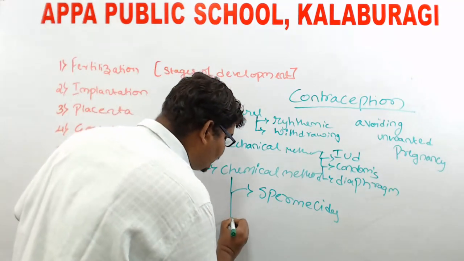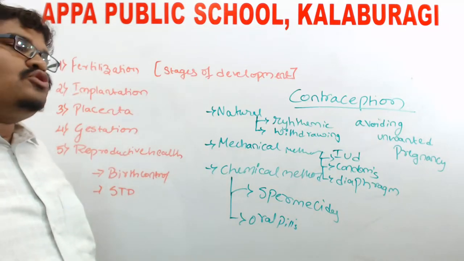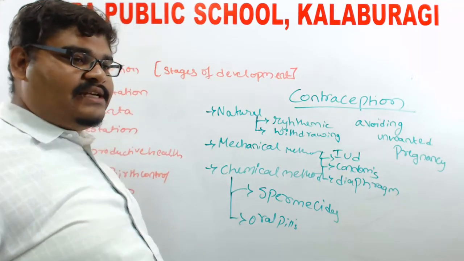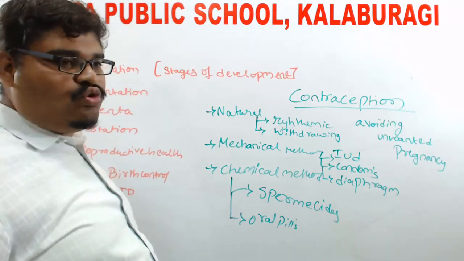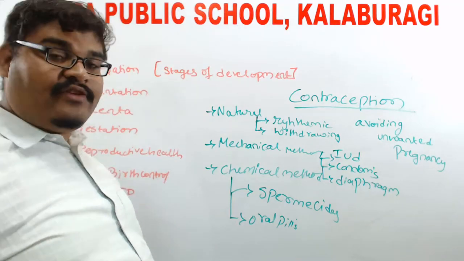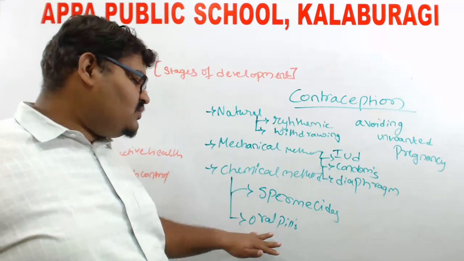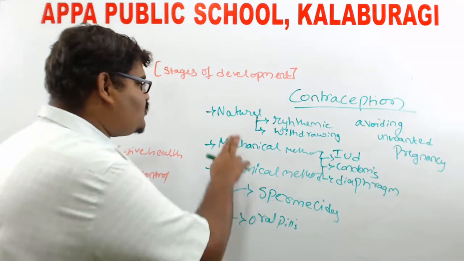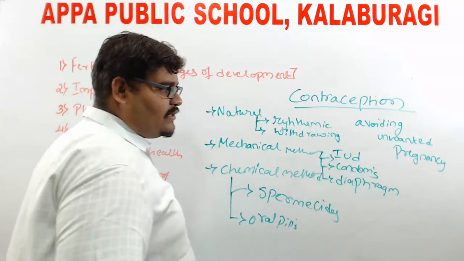Then the most common method is usage of oral pills. In case of females, they use certain tablets, which are nothing but hormones that could avoid pregnancy. If the female takes them within 72 hours, fertilization takes place but no implantation takes place. No implantation, no pregnancy. So taking tablets orally, through the mouth, and usage of spermicides are the two chemical methods. Natural, mechanical, and chemical methods are the three important methods of preventing unwanted pregnancy, that is contraception.